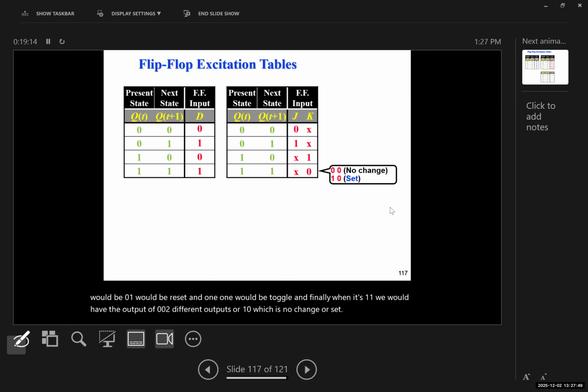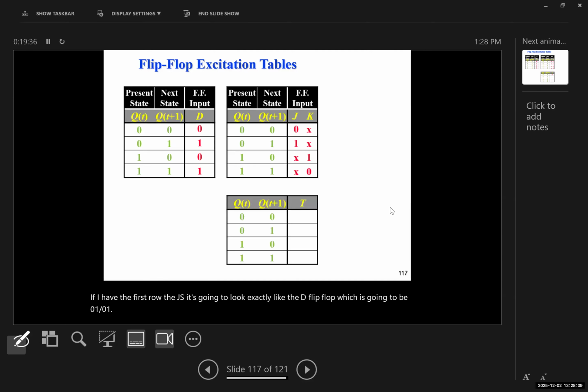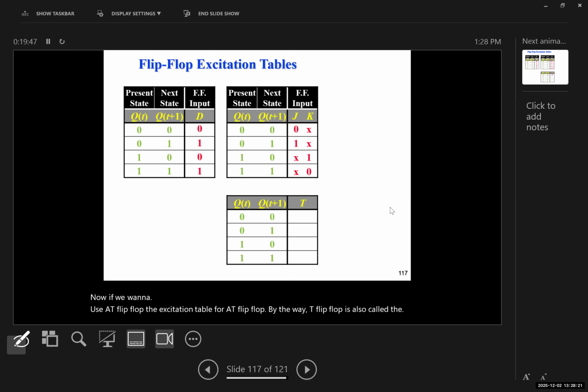So what is the correlation between these two? You can see that the first part, if I have the first row, the J's, it's going to look exactly like the D flip-flop. It's just going to be 0, 1, 0, 1. Now, if we want to use a T flip-flop, the excitation table for a T flip-flop, by the way, T flip-flop is also called the transfer flip-flop as well.